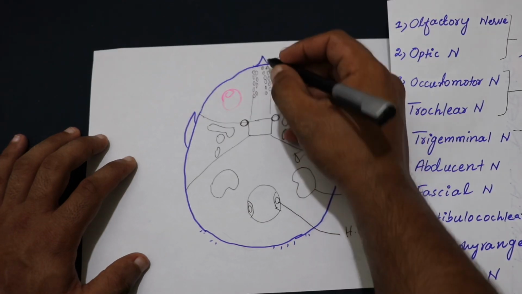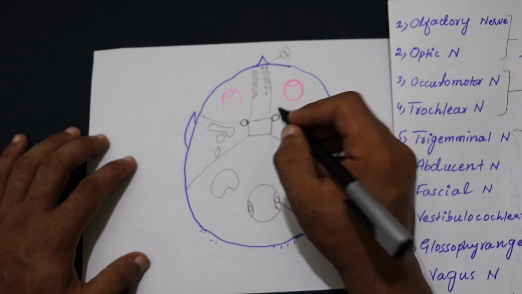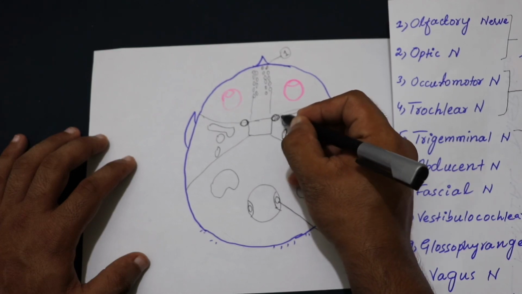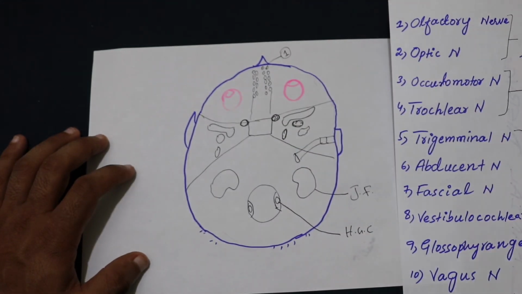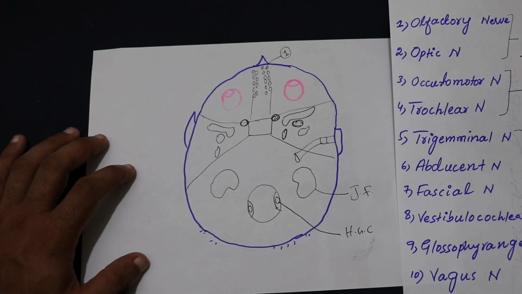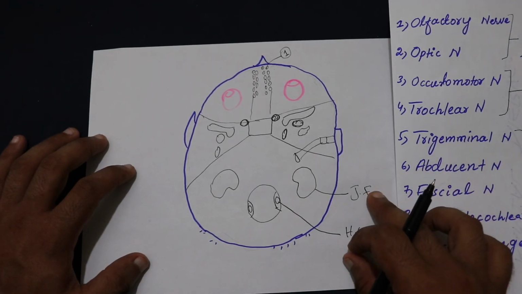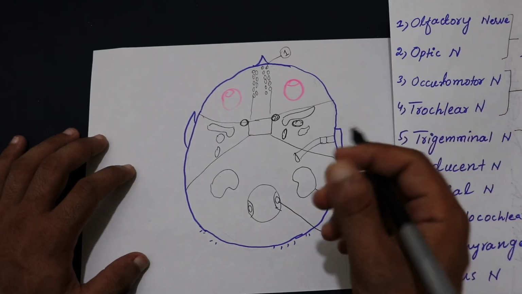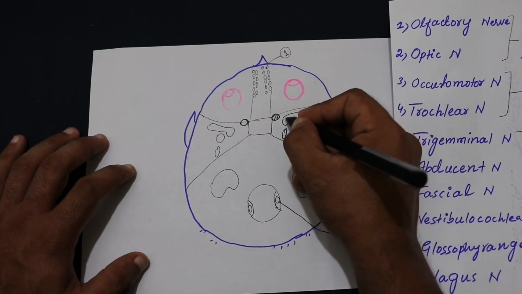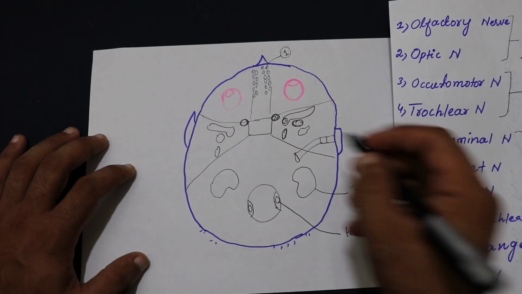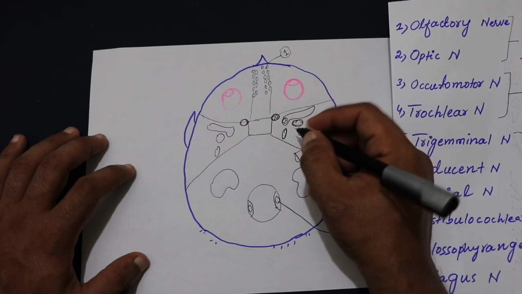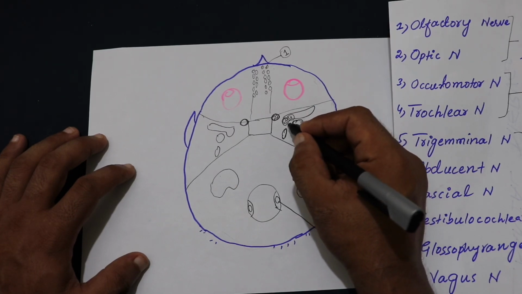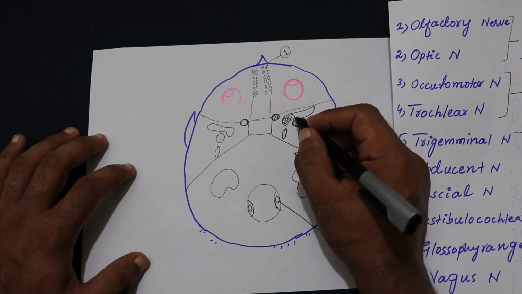The second one is your optic nerve, which exits from the optic canal. So this is your second nerve, which exits from the optic canal, right? And the third nerve, which is your oculomotor nerve, exits from the superior orbital fissure. Your fourth nerve also exits from the superior orbital fissure.